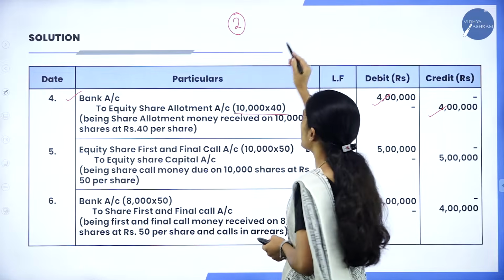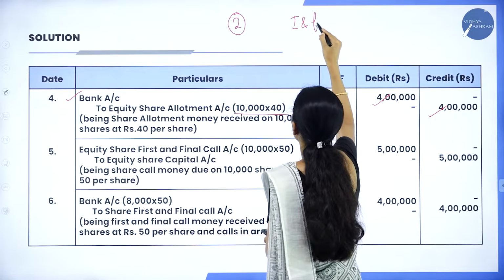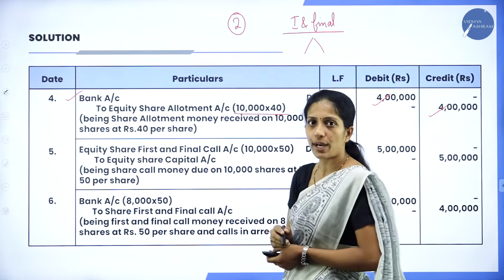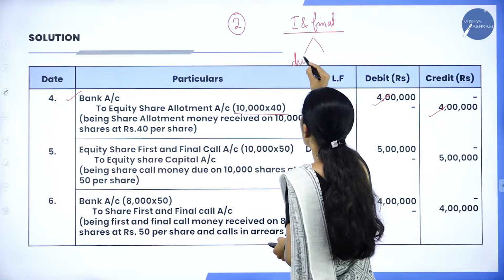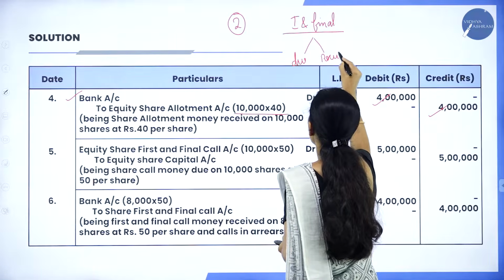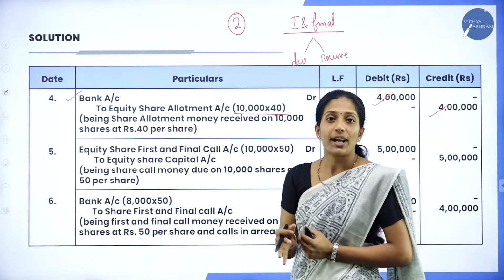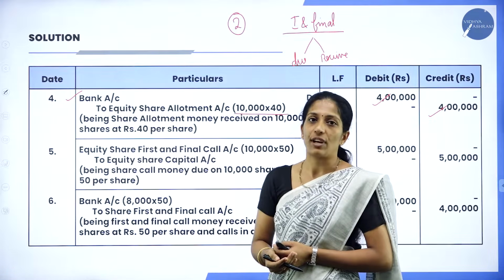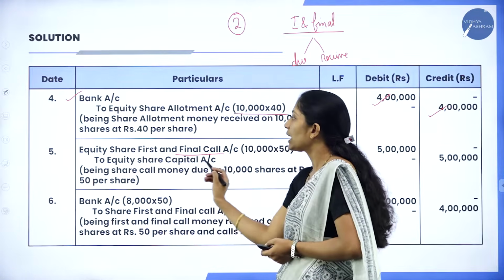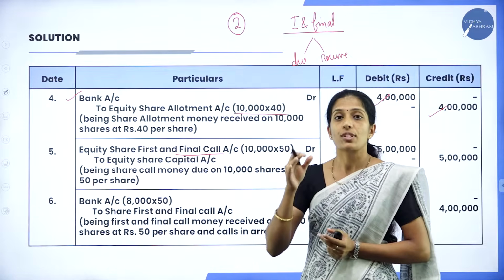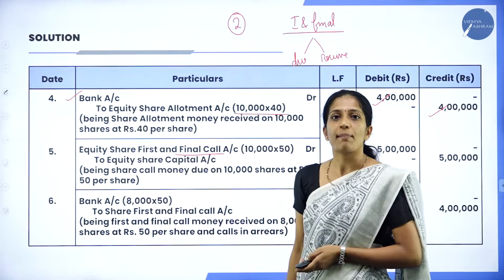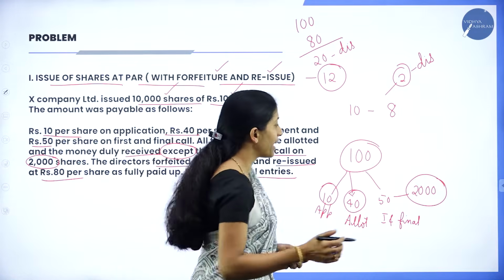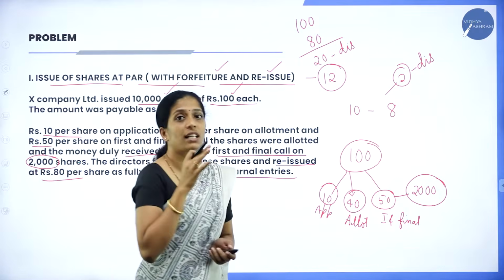Correct? Now come to the next stage, that is first and final call. Here you have to record two entries. One is the due entry, the other one is the receipt entry. Now what is the due entry for first and final call? Your entry will be equity share first and final call account debit to equity share capital account. So this will be the due entry. Now what is the number of shares? 10,000. Now what is the call money? So call money is how much? 50 rupees. So 10,000 into 50.